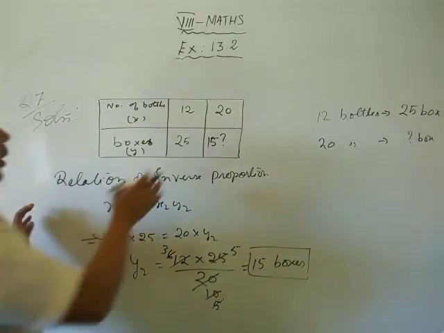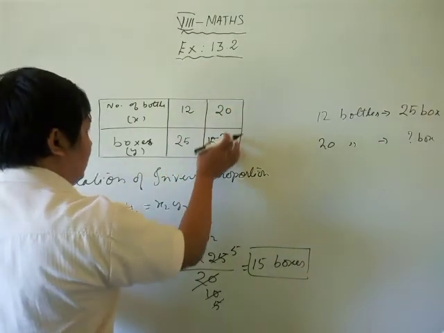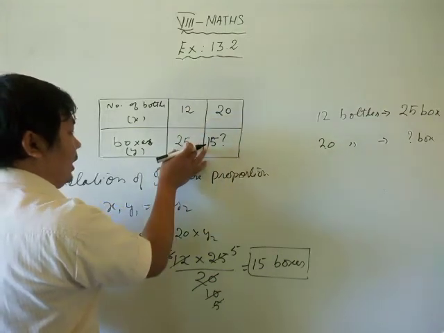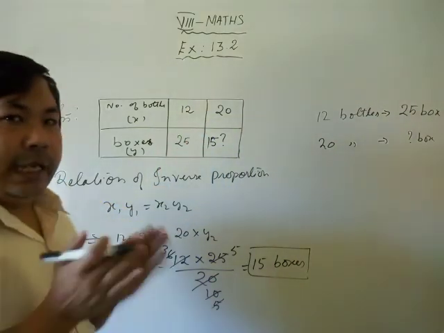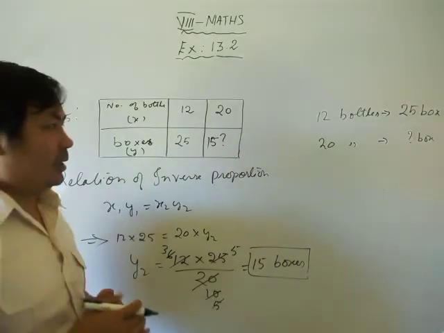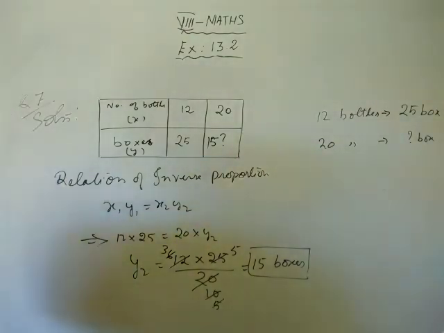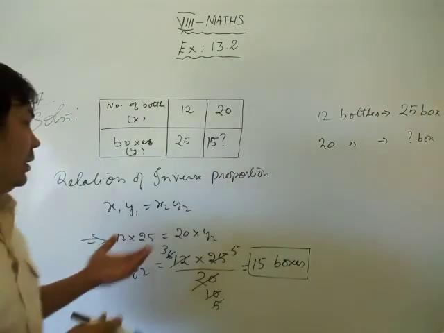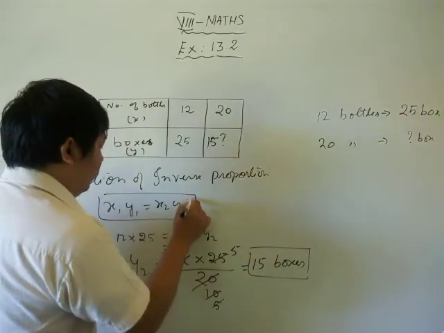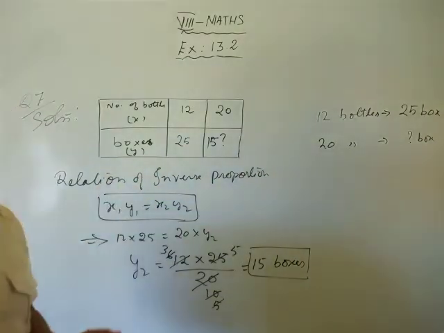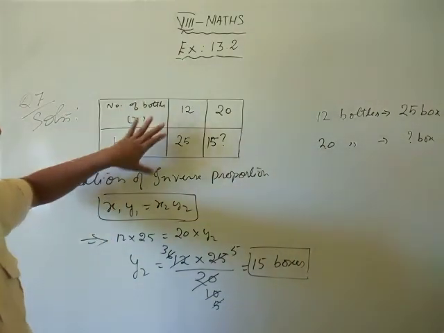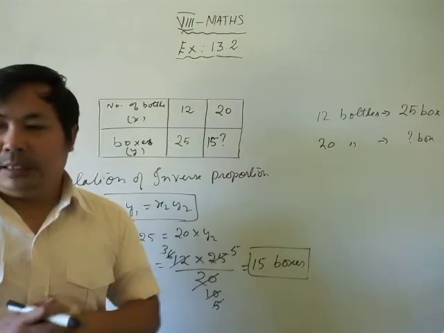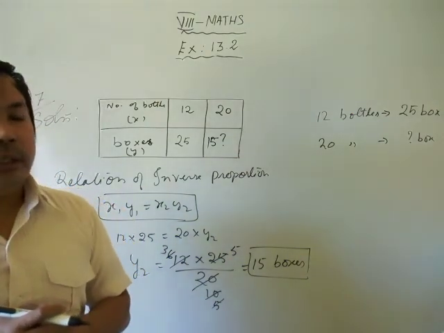Here you see, when the number of bottles increases, the number of boxes decreases. When the number of bottles decreases, the number of boxes increases. It is called inverse proportion, vice versa. Then let us go to the next question. Almost all the questions are the same. We just have to apply this relation. This is a very important relation that you have to carry on. First, you tabulate the given information as x value and y value. Then you apply the relation. That's all.